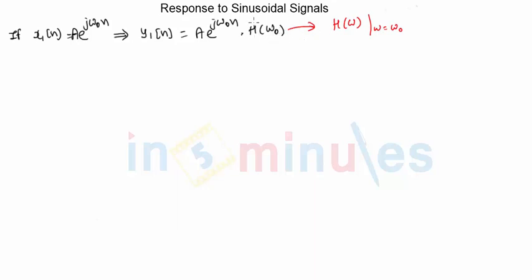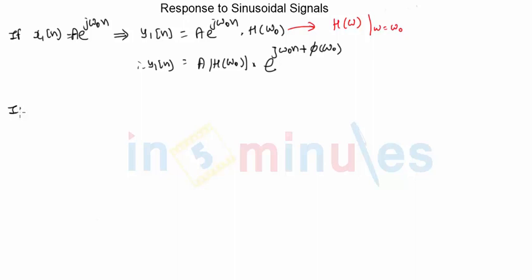Now, in general, please remember that H(ω0) can be a complex number, and hence its magnitude will get multiplied by A and its phase will get added with ω0n. So I can further write this as magnitude |H(ω0)| multiplied with A, and the overall function becomes e^{j(ω0n + phase)}. Now phase, we can use the notation φ(ω0). So this becomes my y1[n].